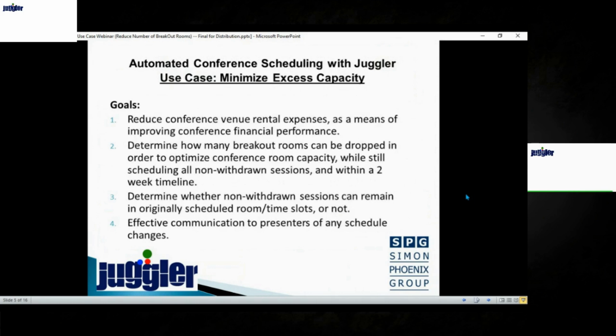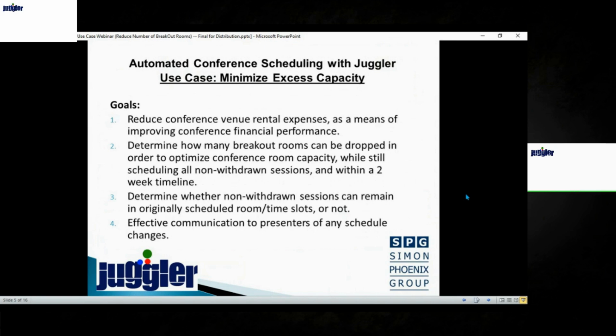So the bottom line goals that were presented, and this example is taken from a real life client that we worked with last year. It was a conference last July. So this really pointed to a need to be able to use Juggler, our software tool, to accomplish a few things. So you see them there on your screen right now.